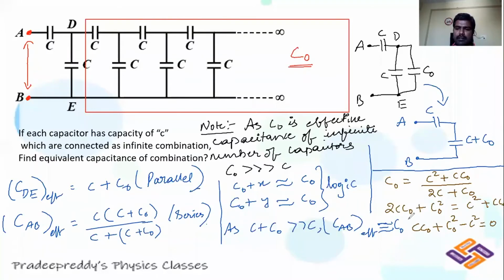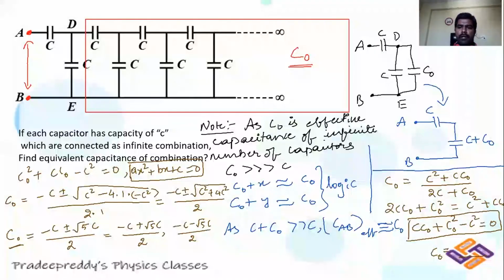This is in the form of a quadratic expression. This quadratic expression you need to solve. So if you solve this quadratic expression, you will be getting roots for C naught. That is the final answer for C naught in terms of C. You will be getting the answer in terms of C by solving that quadratic expression. So taking this quadratic expression, I am solving that. It is in the form of ax square plus bx plus c is equal to 0.